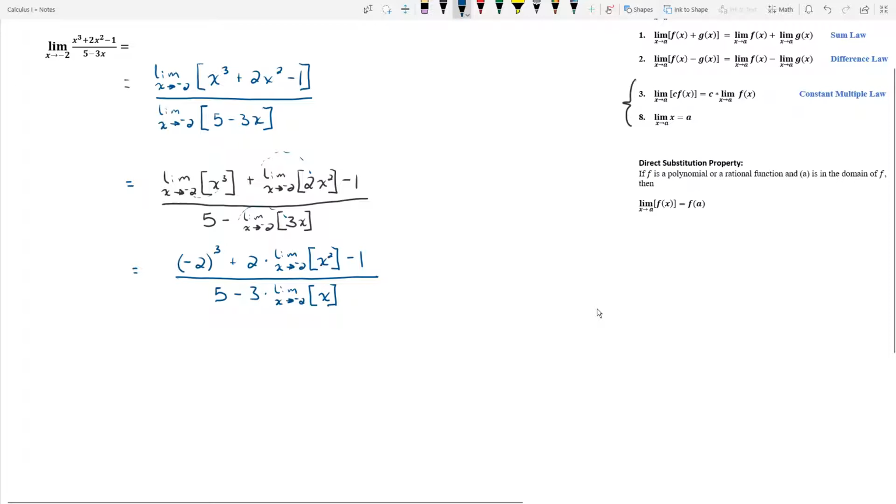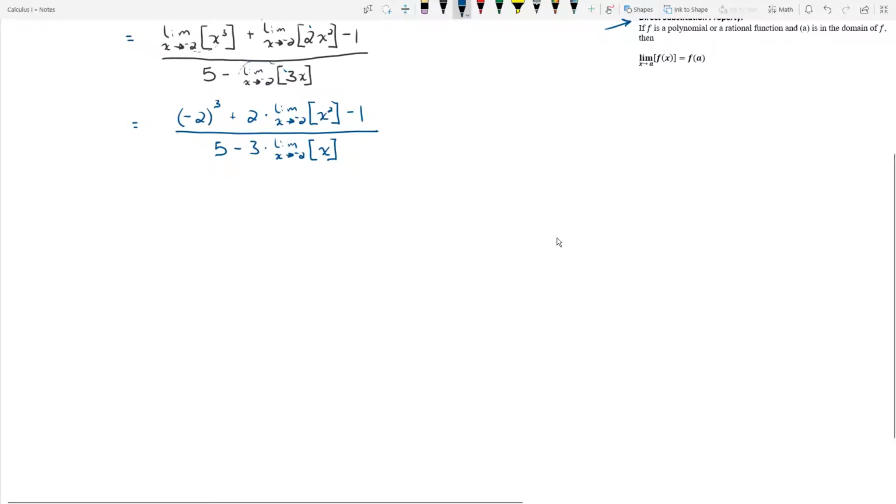And finally, for the remainder of these limits, we're going to just use the direct substitution method. So we can finally set this up as -2 to the third plus 2 times negative 2 squared minus 1 in the numerator over 5 minus 3 times negative 2. I'll rewrite that a little better for you.